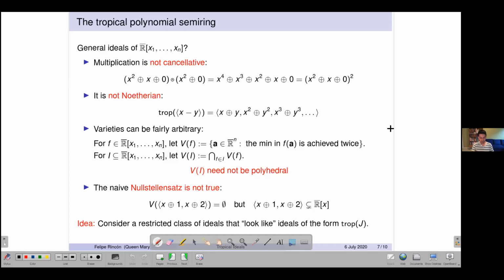So what we want to do now is try to fix these problems. And the way we're going to fix it is by not looking at all ideals of the tropical polynomial semiring. Let's just consider a smaller class of ideals that looks more like the ones that we know are well behaved, the ones that are tropicalizations of classical ideals.